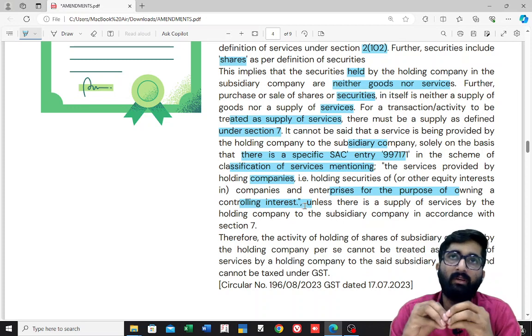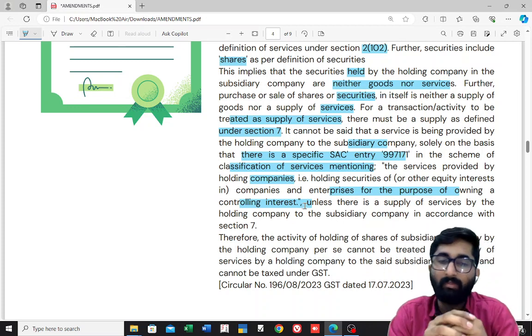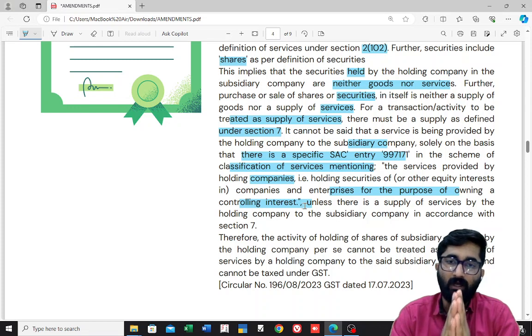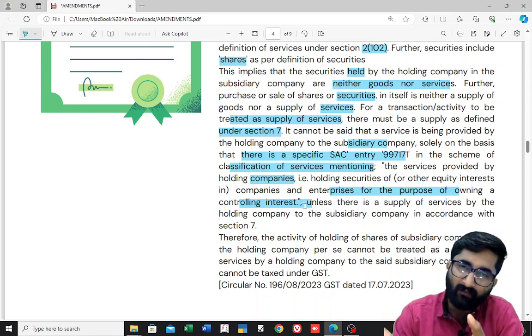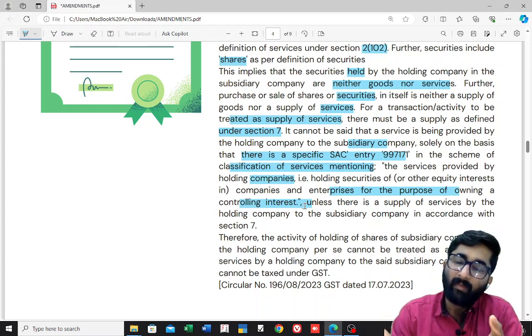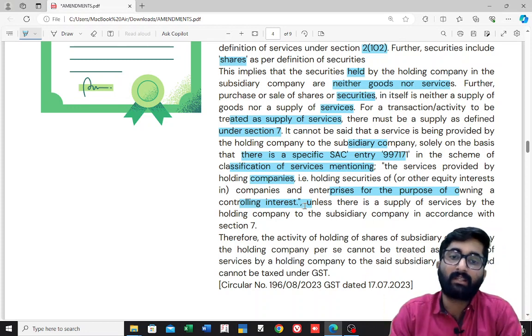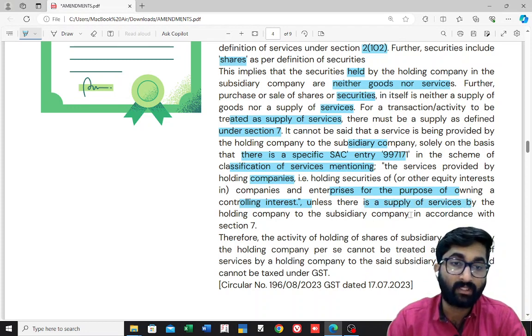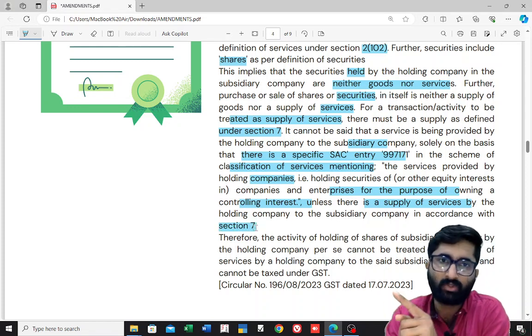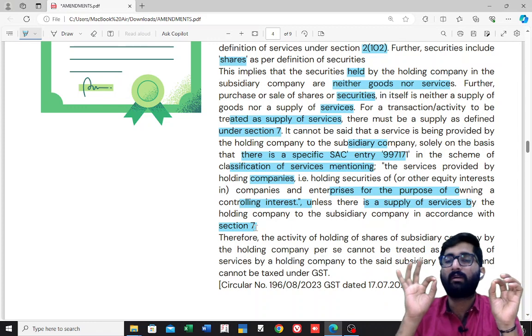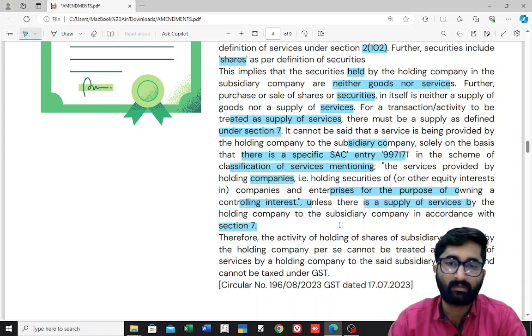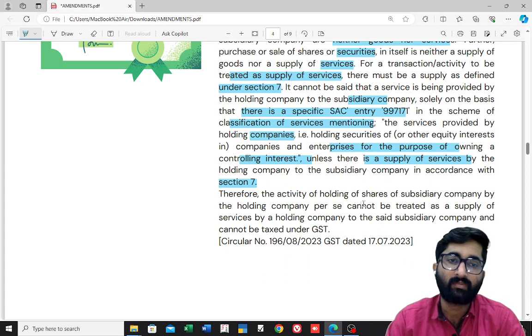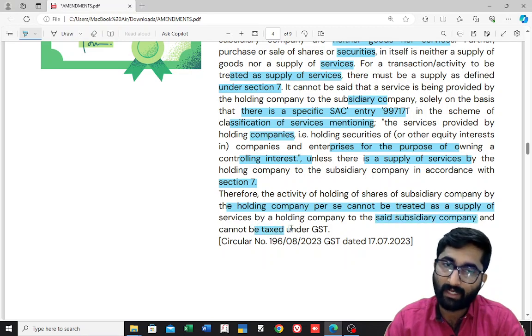So why do we hold the shares in the subsidiary company? Just to hold a controlling interest. I am having some shares just to have controlling interest in that company. I don't consider it a service unless there is a supply of service by the holding company to the subsidiary company in accordance with section 7. Actual supply should be there. Holding shares in a subsidiary company is not a service. Therefore, the activity of holding the shares of a subsidiary company by the holding company per se cannot be treated as supply of service by the holding company to the said subsidiary company and cannot be taxed under GST.